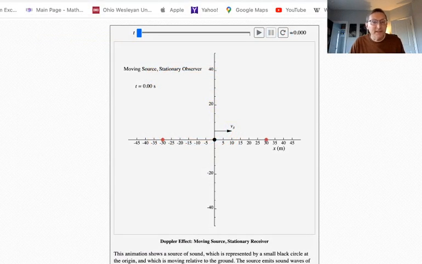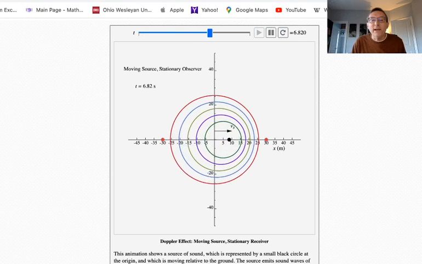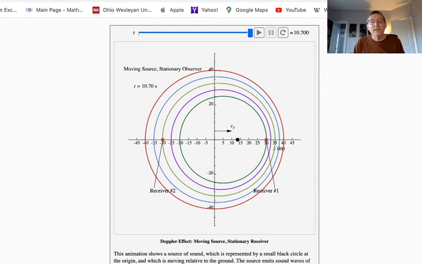And like I say, I'm going to run it. Again, the source is going to move to the right and emit wavefronts at a fixed rate. And let's just start by looking at what the picture looks like. Here we go. So the source is moving to the right. It emitted wavefronts at a fixed rate. And because it's moving to the right, on the right side, the wavefronts are bunched up close together, and on the left side, the wavefronts are spread out. And the distance between two neighboring wavefronts is the wavelength. So I want us to look for receiver 1 and receiver 2 and estimate what the detected wavelength will be.